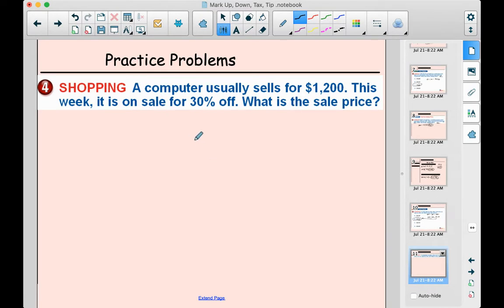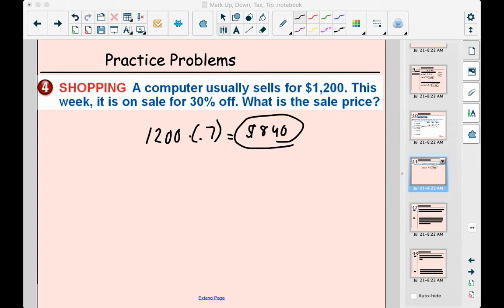Okay. All right, let's try another one of these. I'll give you a chance to figure out this one. So a computer usually sells for $1,200. This week it's on sale for 30% off. What is the sales price? All right, use whichever method you like, and we'll see how you do. All right, hopefully you got $840. Okay, if it's 30% off, we're paying 70% of the price. 1,200 times 0.7 is 840. Okay, so whichever method you went, hopefully that is what you got.